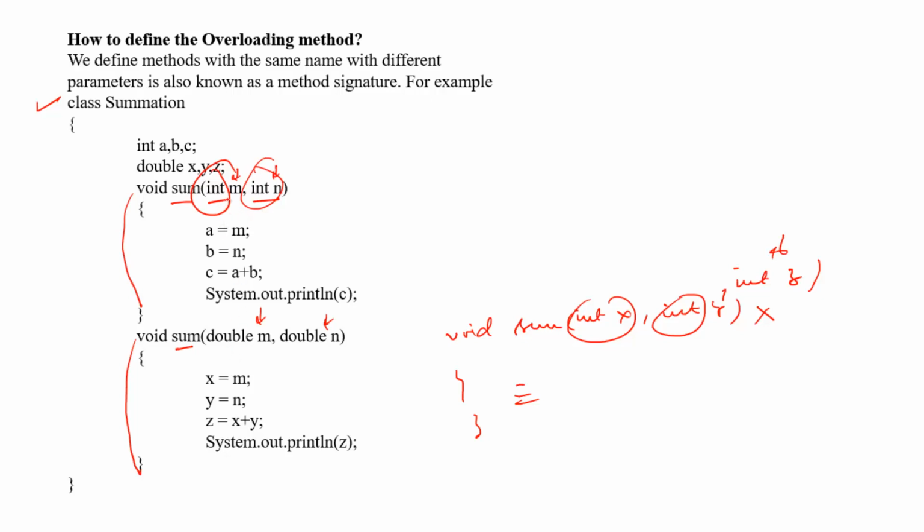You see here int m and int n, and double m and double n, so they should not be the same. It could be like int m, it's okay, and double n, so it will be okay. But if both are int then it will not be okay. So once a signature is defined in any method, that signature will not pass in any other method.